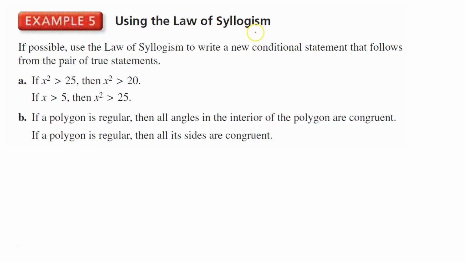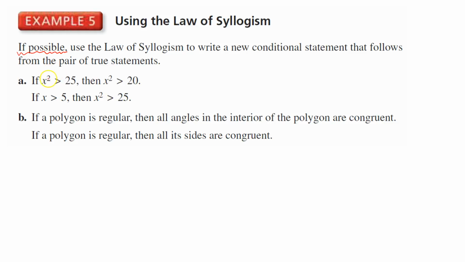Using the law of syllogism. If possible, and it's not always possible, use the law of syllogism to write a new conditional statement that follows from the pair of true statements. If x squared is greater than 25, then x squared is greater than 20. If x is greater than 5, then x squared is greater than 25.